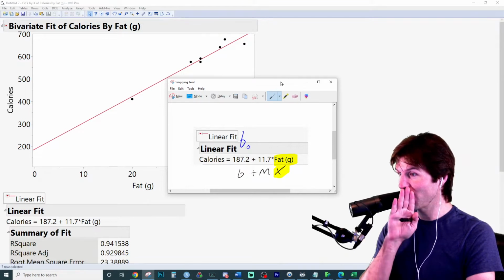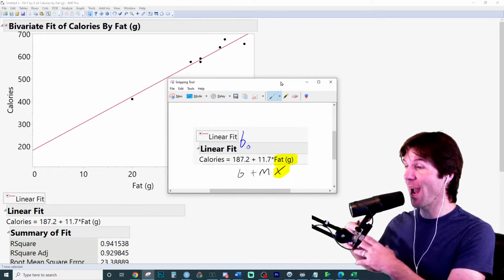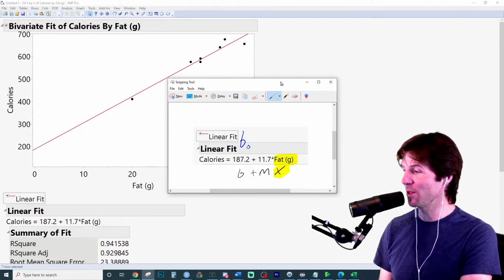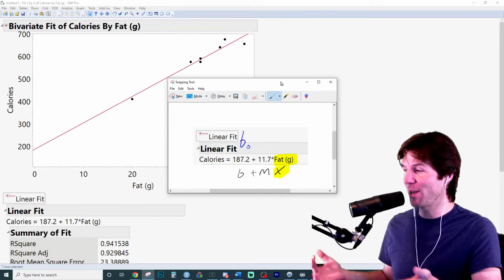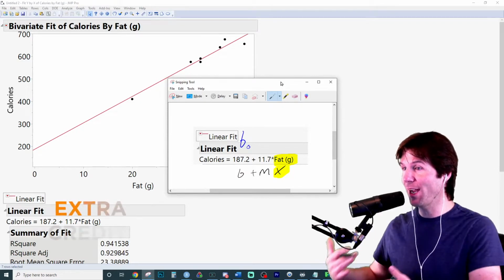B0 is when x is equal to. It's the y-intercept because it's when x. B0 is 187.2 because it's when x is equal to 0, right? So when x is equal to 0, the value of the y-intercept, great job right there, Sam and everyone. So that is B0. It's when x is equal to 0.